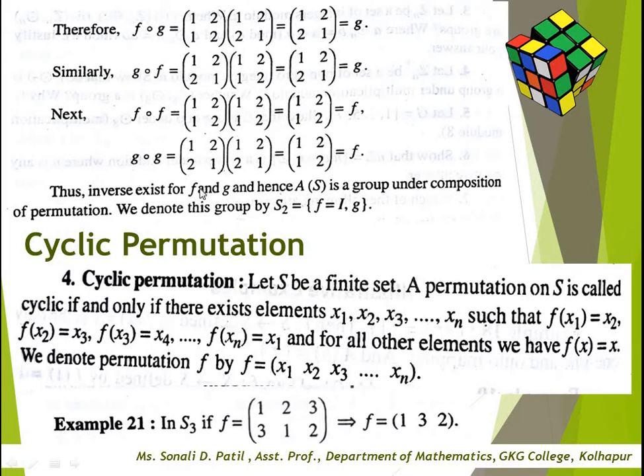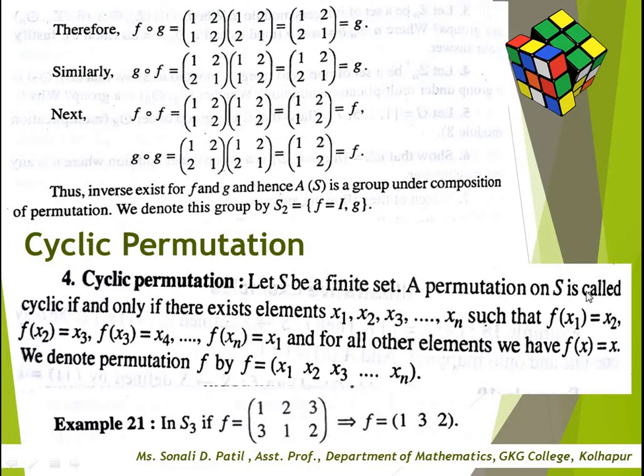Thus inverse exists for f and g, and hence A(S) is a group under composition of permutations. We denote this group by S2 is equal to {f = I, g}, where f is our identity. Next point is a cyclic permutation. A definition of cyclic permutation: let S be a finite set.